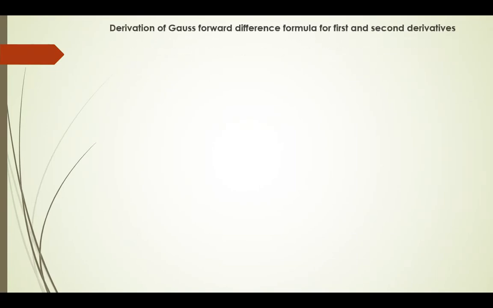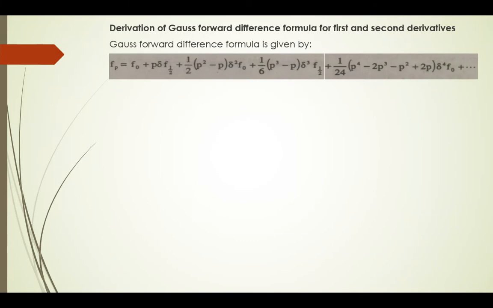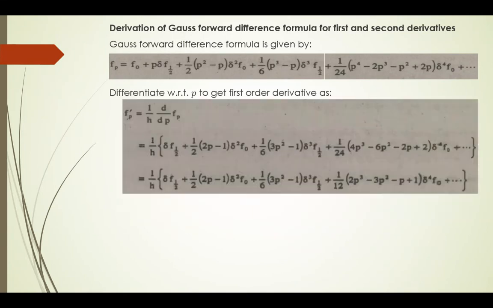The second last formula of this chapter is the Gauss forward difference formula to obtain the first and second order derivatives. We remember from the previous chapter that Gauss formula is this: f(p) is equal to f naught plus p delta f1 by 2 and so on. Differentiate this formula with respect to p to get the first derivative. The first derivative is 1 by h into the derivative of this function with respect to p. Derivative of f naught is 0 because p is missing here, and derivative of p delta f1 by 2 is, derivative of p is 1, so this is delta f1 by 2.